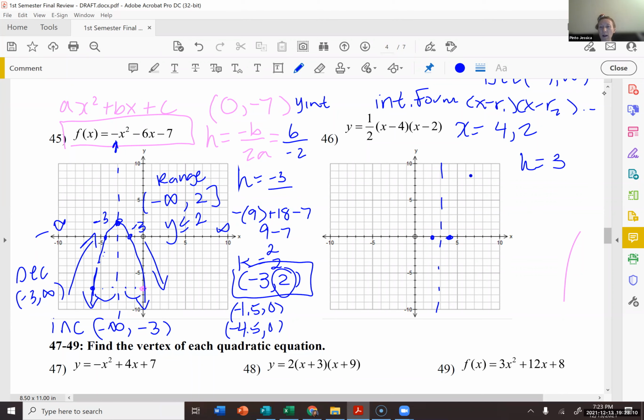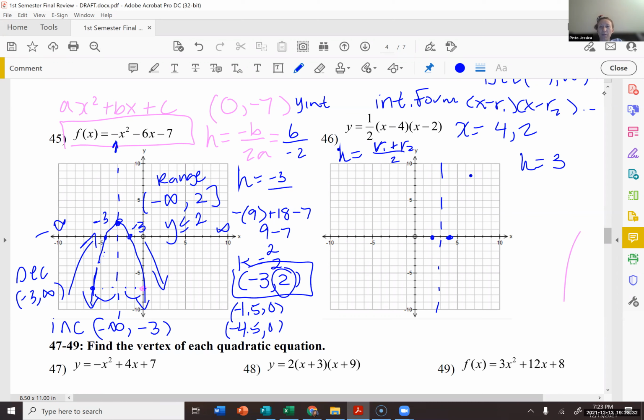If it wasn't so obvious, there's a midpoint formula. So h from intercept form is r1 plus r2 divided by 2. Midpoint: add them together and divide by 2.